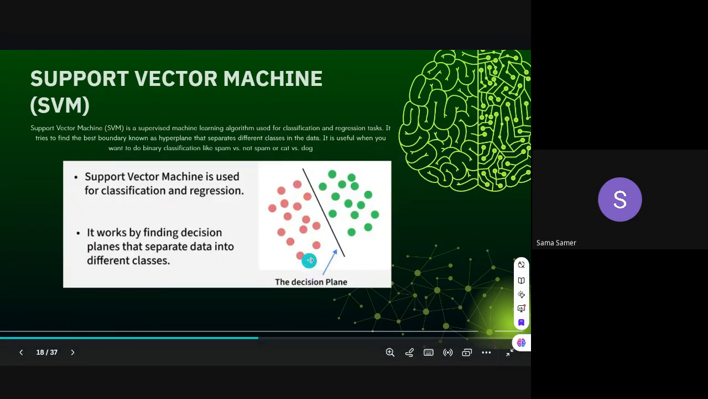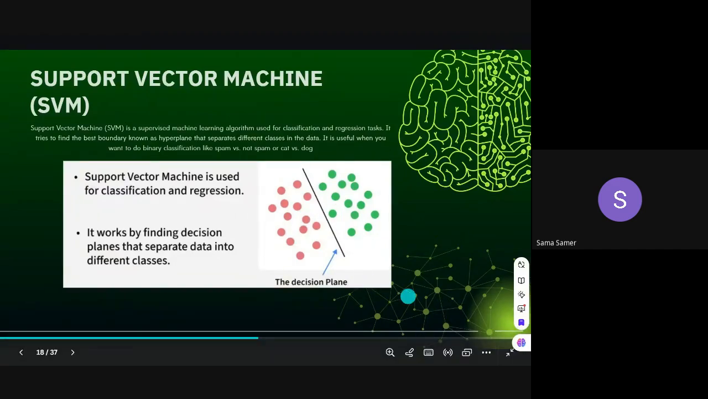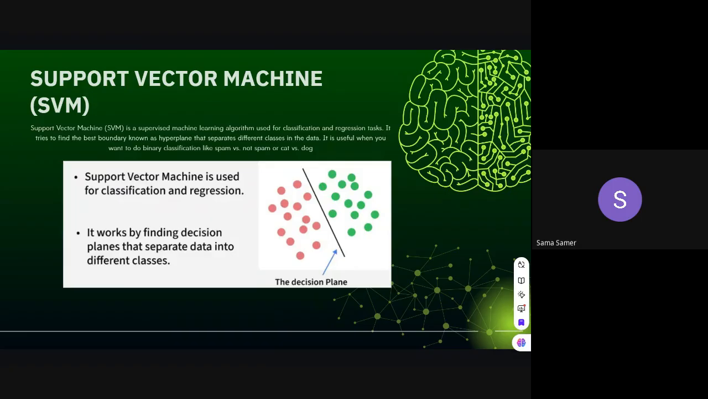And our goal here is to maximize the margin between these points. As the margin maximizes, the model knows that this is red and this is green. But as the margin collapses together, it won't know what is happening here.